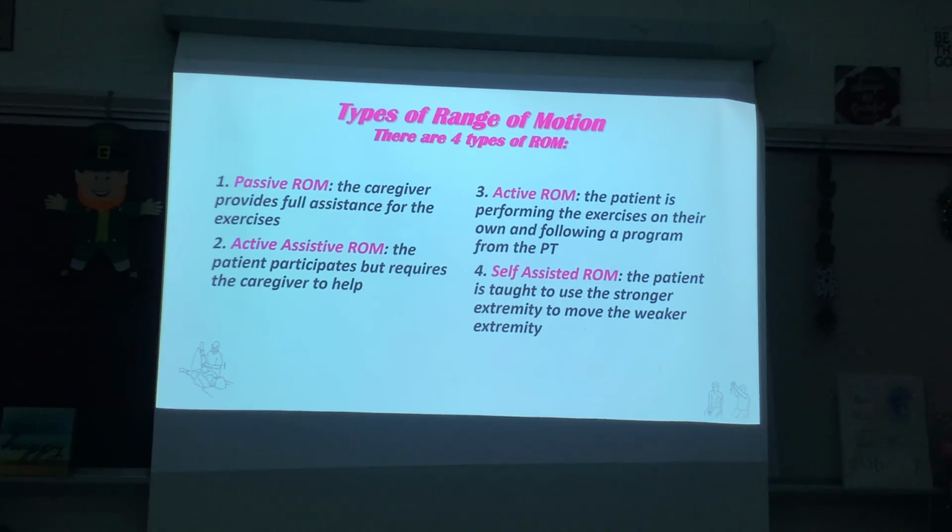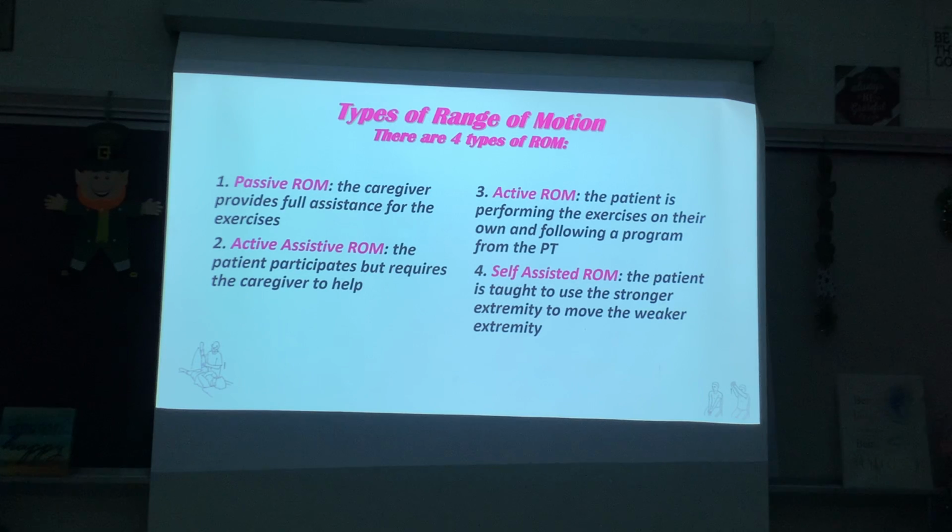The second type, active assistive range of motion. The patient participates, but they do require you, the caregiver, to assist them in the exercises. If they're providing active assistive range of motion, maybe as that patient gains strength, they will be able to participate on a higher level and be able to actually take part in the exercises a bit more.